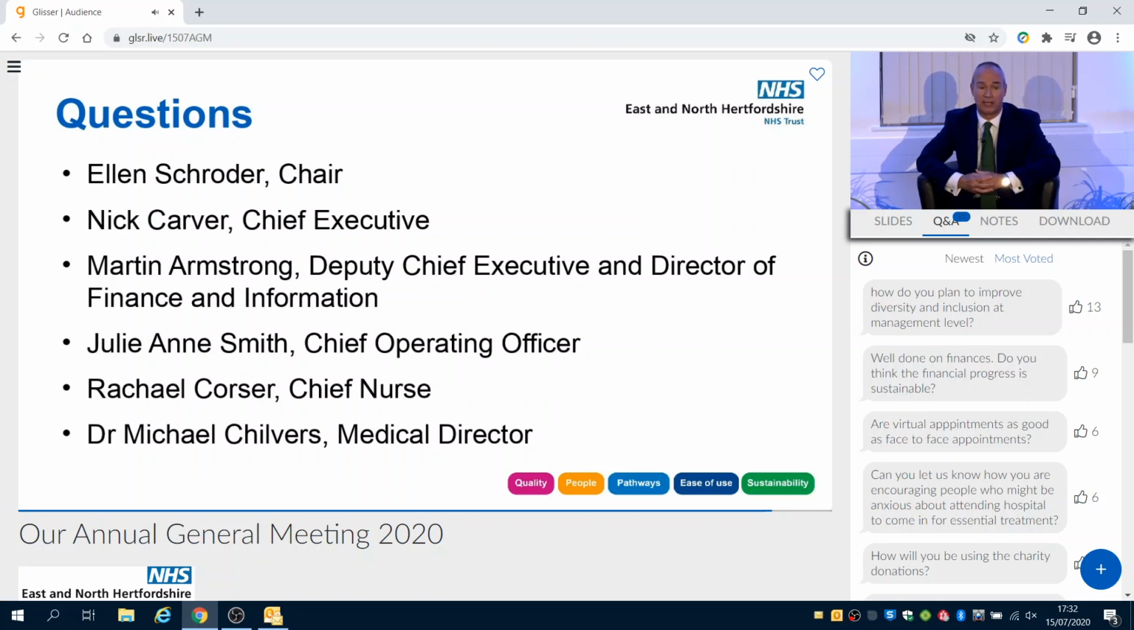I think, first of all, how do we plan to improve diversity and inclusion at management level? I think the first thing is by acknowledging that we and the National Health Service have a problem. So I'm very aware that across the whole of the two regions of Midlands and East, about 15% of our workforce comes from a BME background, and about 6.5% of our senior managers come from a BME background.